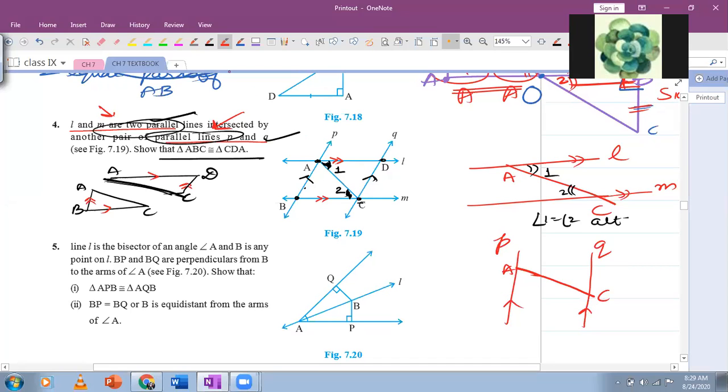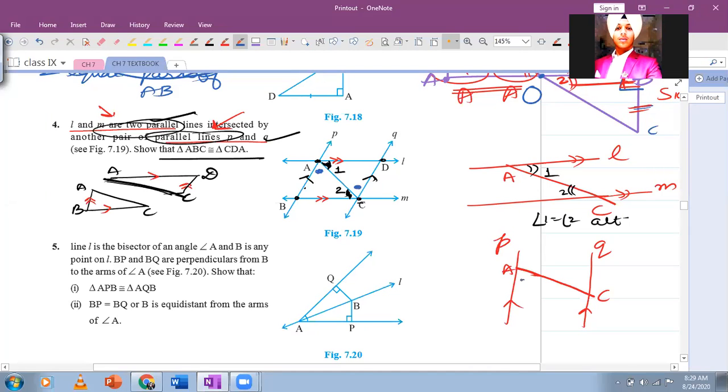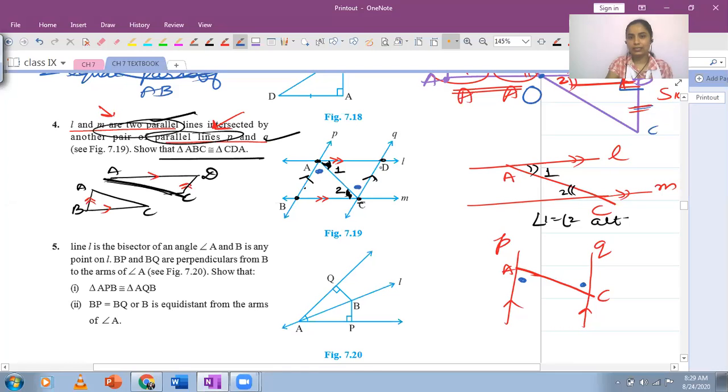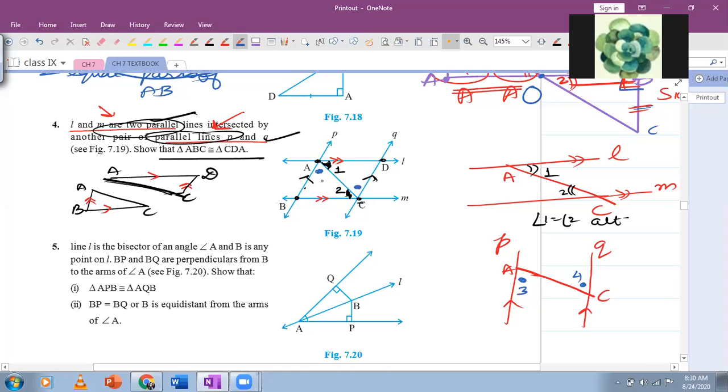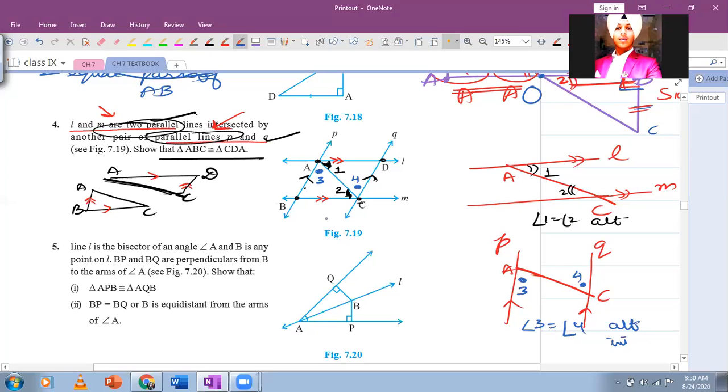Yes, ma'am. What can you say about these angles? Angle ACB equals angle ACD. ACD equals to? ACB. That's correct. CAB. So this will be 3 and 4. Angle 3 will also be equal to angle 4, alternate interior angles.